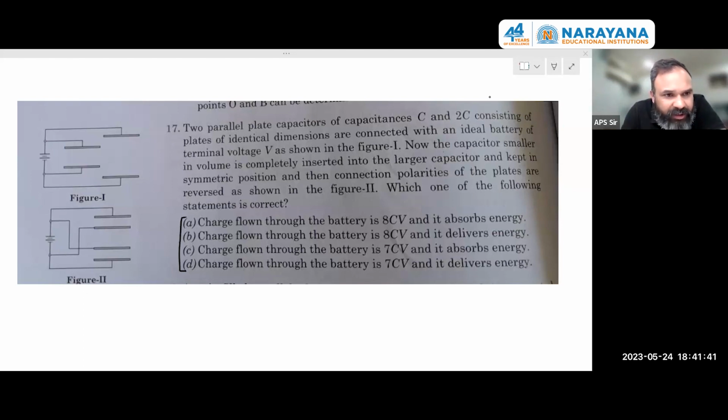So the charges here are 0, CV, minus CV, 0. And here the charges are 0, 0, 2CV, and minus 2CV. I'm just trying to explain the charges everywhere. So that was the initial state. Let me also number the plates: plate A, B, C, and D.